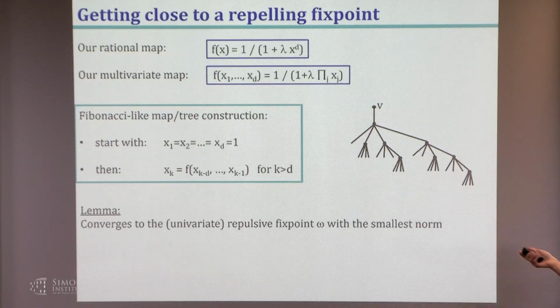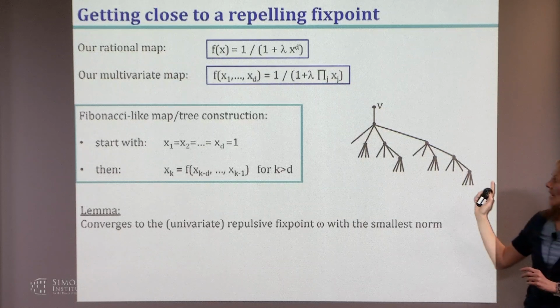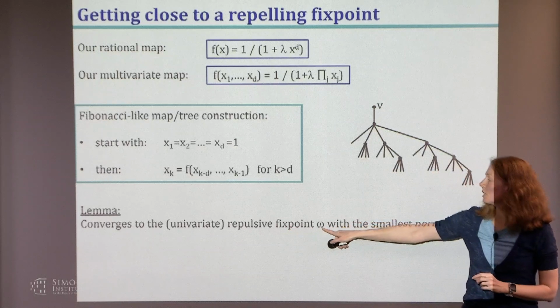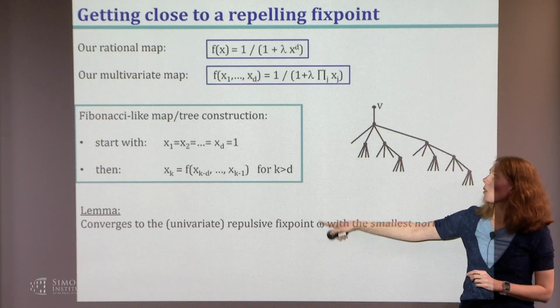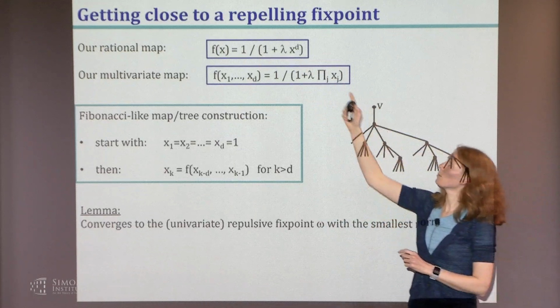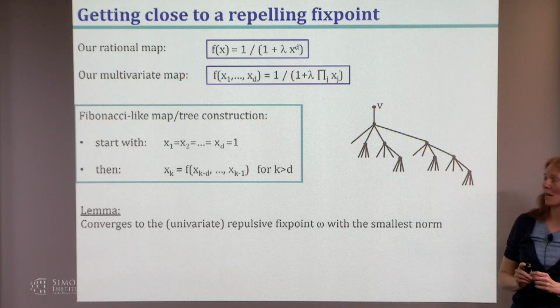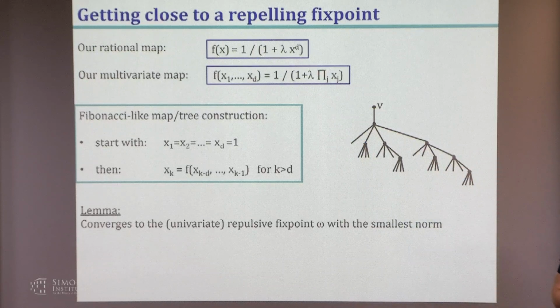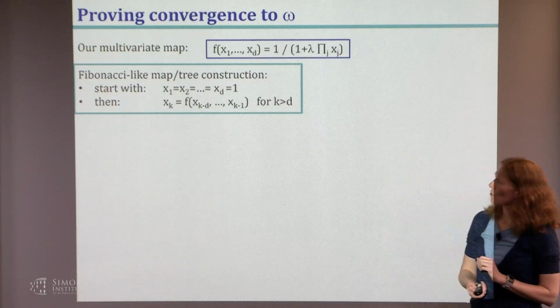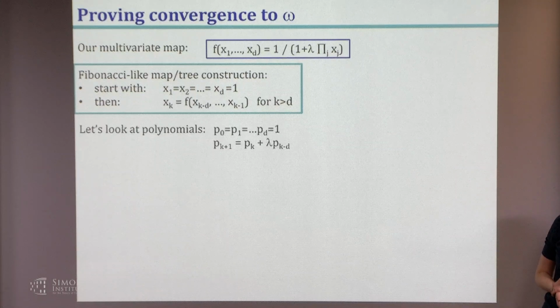But let's just go through a little calculation, and I'm going to show you that it actually has the effect of converging to the repulsive fixed point of the univariate map. So I'm using this multivariate map to get to the repulsive fixed point of the univariate map, and namely I'm going to get to the one with the smallest norm. We can show that all of the fixed points have different norms. Okay? So this is just a recap of the construction, and now let's see what happens.